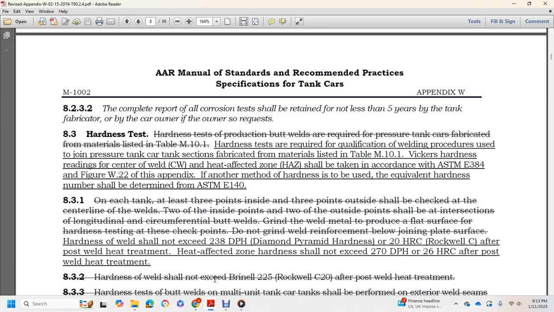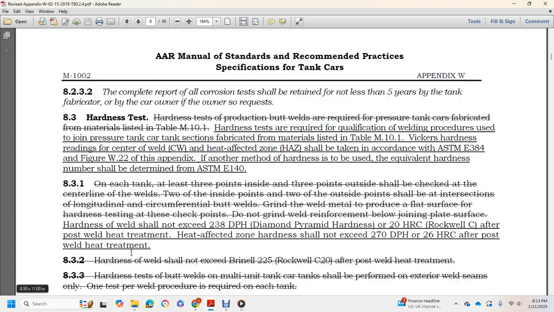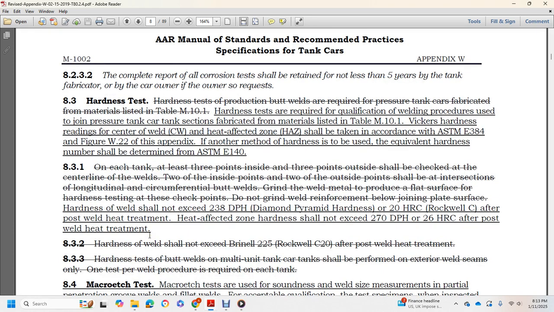After post weld heat treatment, heat affected zone hardness shall not exceed 270 Vickers diamond pyramid hardness and 26 Rockwell C. 8.3.2 Hardness of welds should not exceed Brinell 225 or Rockwell C20 after post-weld heat treatment. Hardness tests of the butt welds of a multi-unit tank car should be performed on exterior weld seams only. One test per weld procedure is required on each tank.